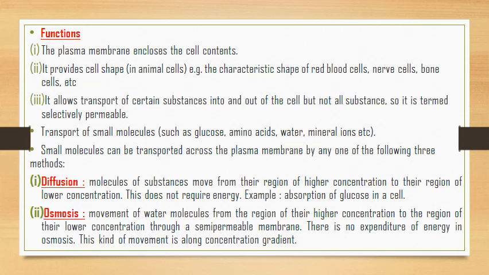Diffusion: molecules of substance move from their region of higher concentration to their region of lower concentration. This does not require energy. Example: absorption of glucose in a cell. Osmosis: movement of water molecules from the region of their higher concentration to the region of their lower concentration through a semi-permeable membrane. It means this membrane is required in osmosis and not required in diffusion. There is no expenditure of energy in osmosis. This kind of movement is along concentration gradient. It means diffusion है, उसमें कोई भी एनर्जी की रिक्वायर्ड नहीं है.